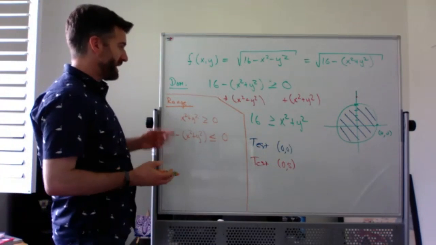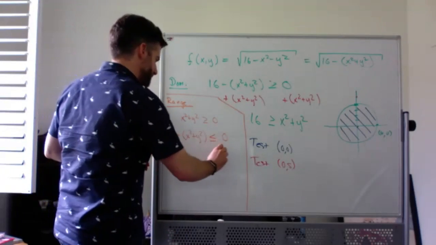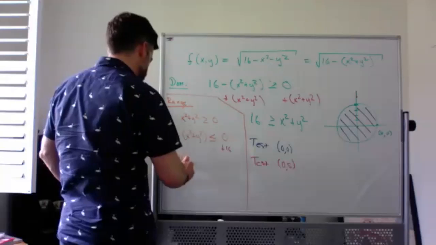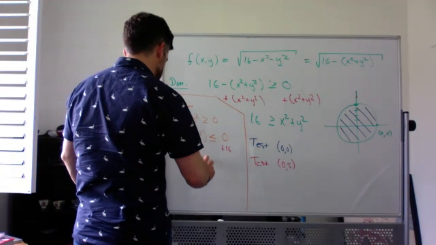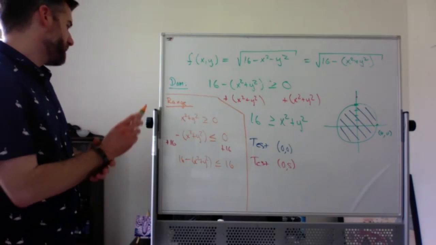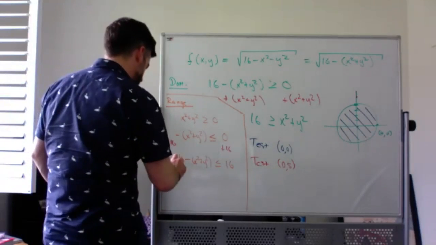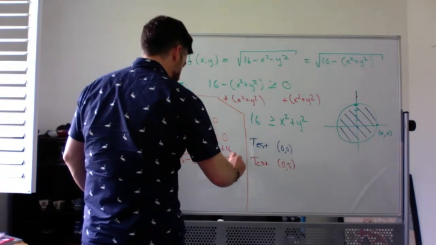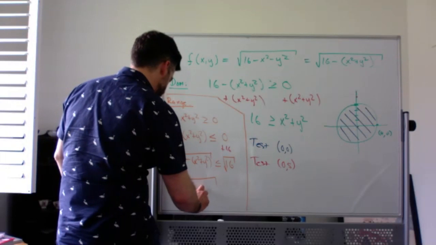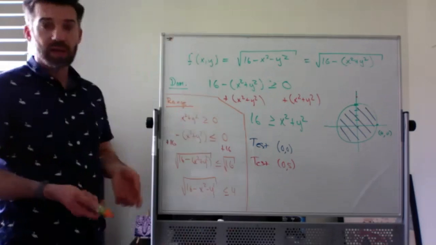And now I'm going to add 16 to both sides. So now I've got 16 minus x squared plus y squared is less than or equal to 16. Now here's the thing, I need a square root. So the square root of this is less than or equal to the square root of that. So my function, the square root of 16 minus x squared minus y squared, is less than or equal to 4. It can never be bigger than 4.